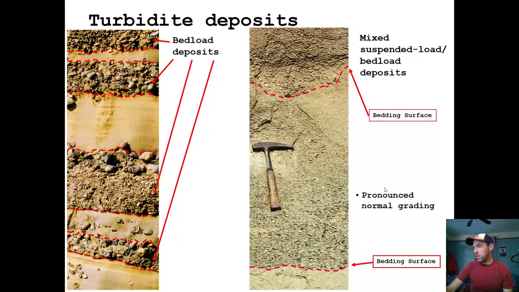So what you end up getting in these particular types of cases where you have a very mixed grain size flow is a pronounced what's called normal grading. Normal grading means you're going from coarse to fine up section, right? You're fining upwards, you'd hear that referred to. Okay, and that's not necessarily solely indicative of turbidity currents, but it is a hallmark feature of turbidity currents.